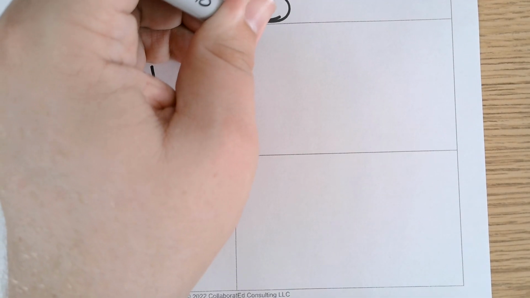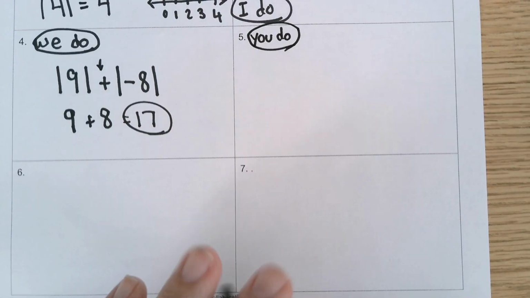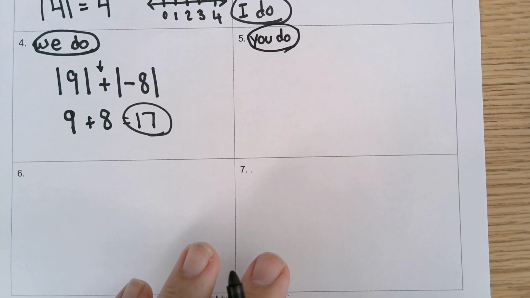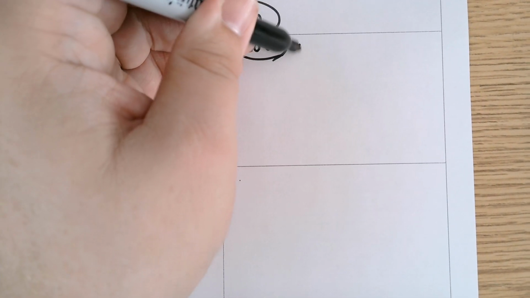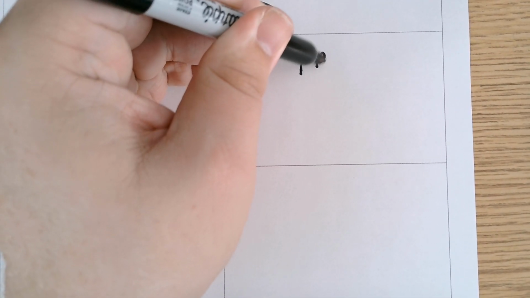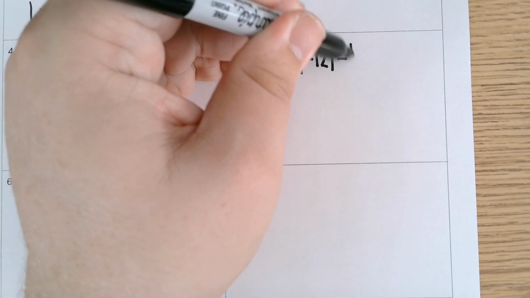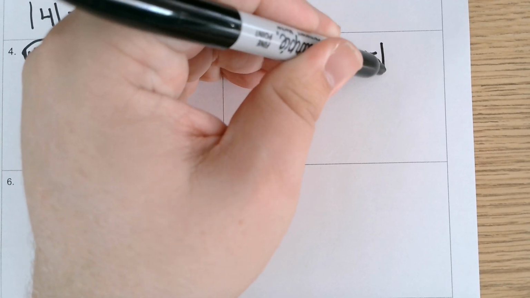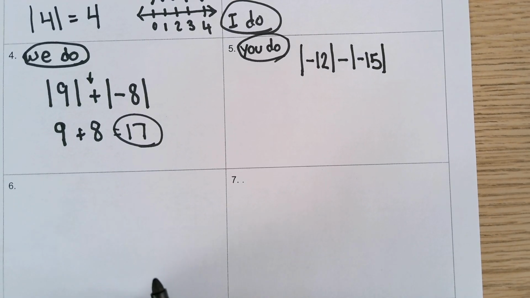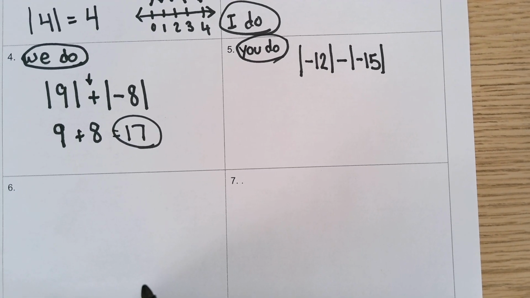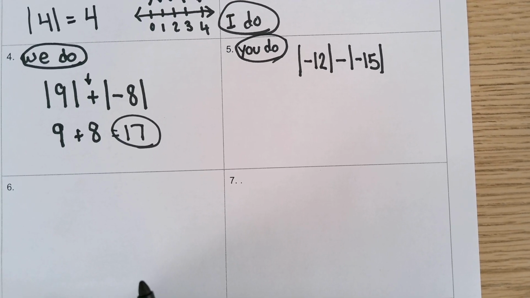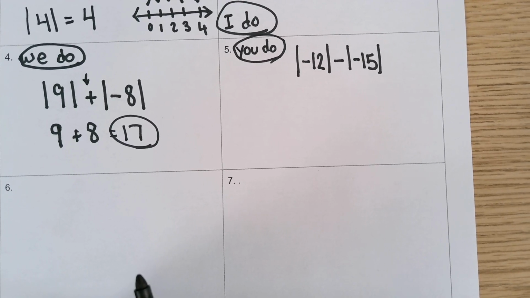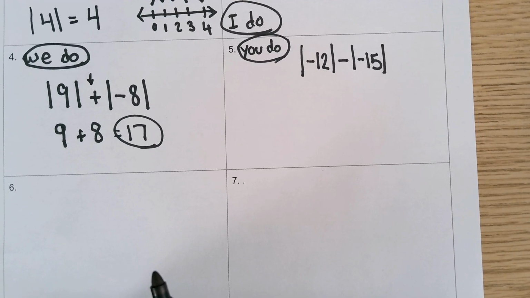All right, and number 5 is our you do. Okay, so in class, we did the you do of the absolute value of negative 12 minus the absolute value of negative 15. And I gave 45 seconds to do this. So if you want to take this opportunity, pause the video for 45 seconds. Give yourself 45 seconds. Set a timer for 45 seconds. And see if you can do this.